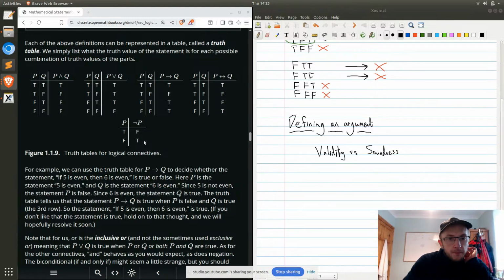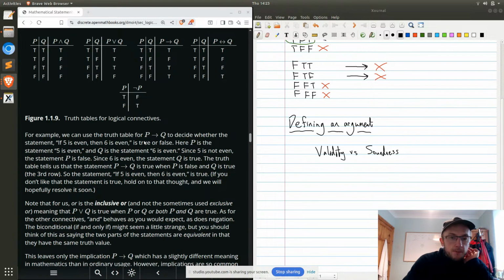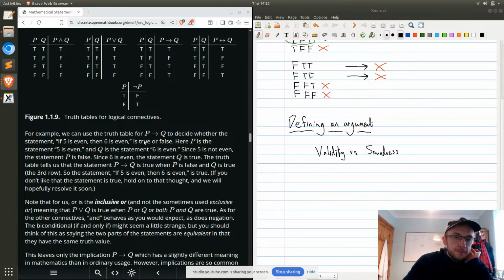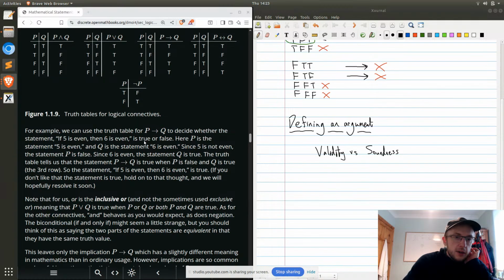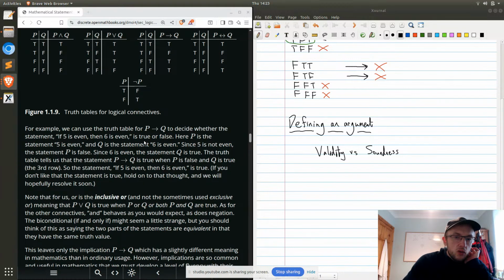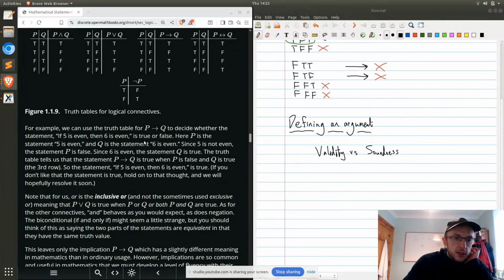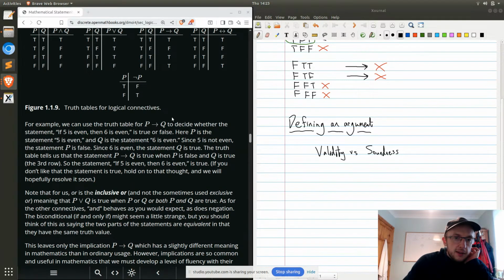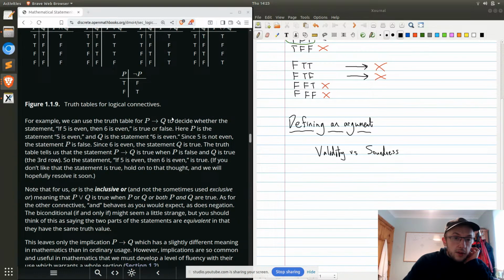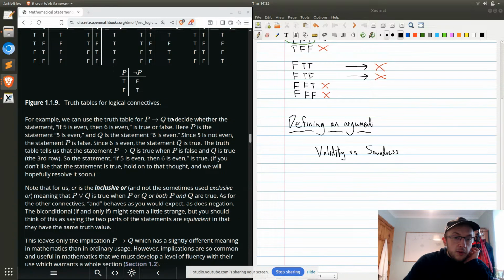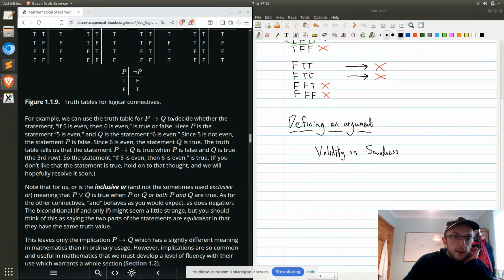For example, we can use the truth table for P implies Q to decide whether the statement, if 5 is even, then 6 is even, is true or false. Here, P is the statement, 5 is even, and Q is the statement, 6 is even. Since 5 is not even, the statement P is false. And since 6 is even, the statement Q is true.